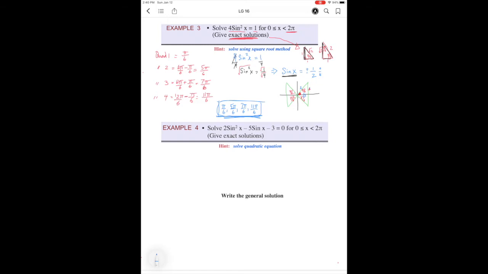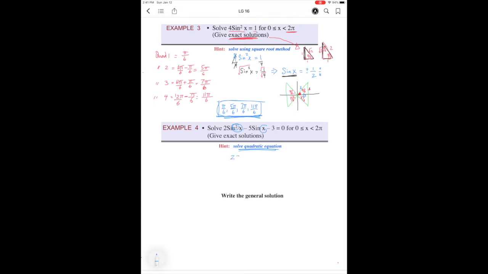Okay, so let's look at example 4. Again, it's going to be a little bit of algebra because we have to get the sine x by itself. And I know it's a quadratic because I have a square and I have an x here. So I have an x squared and an x, so I know it's a quadratic equation. And you can abbreviate to do your factoring.